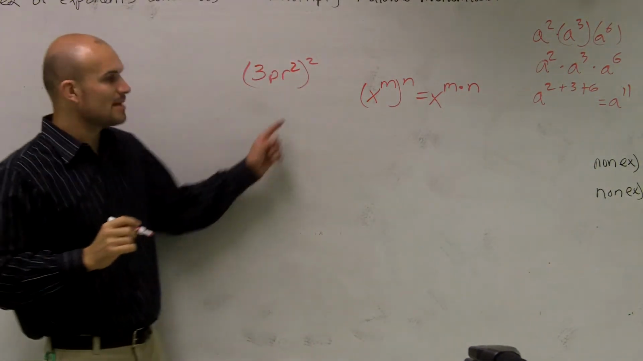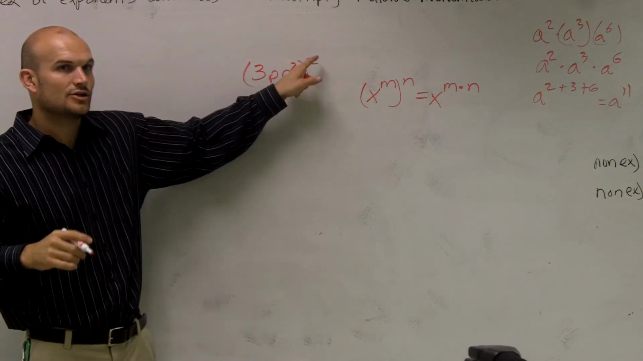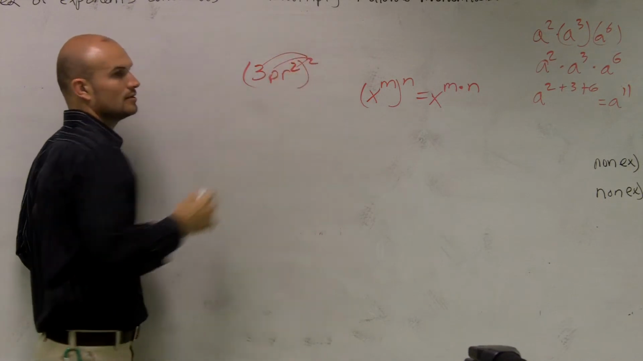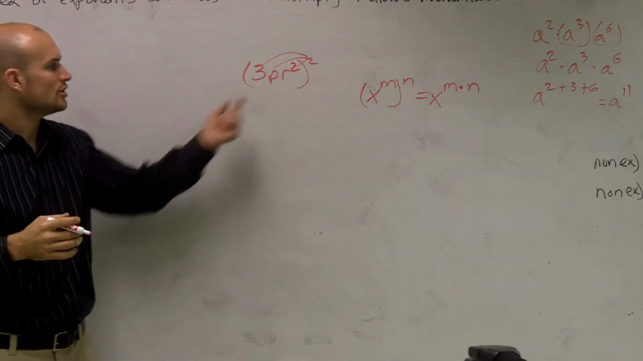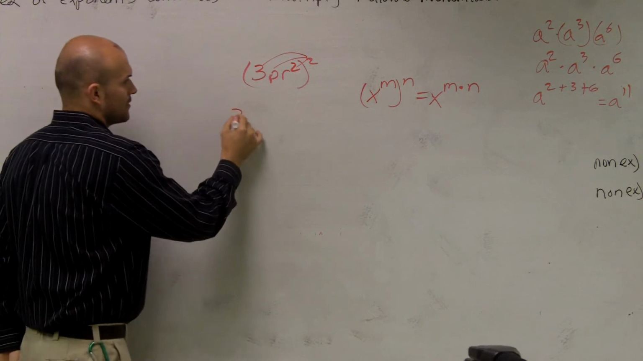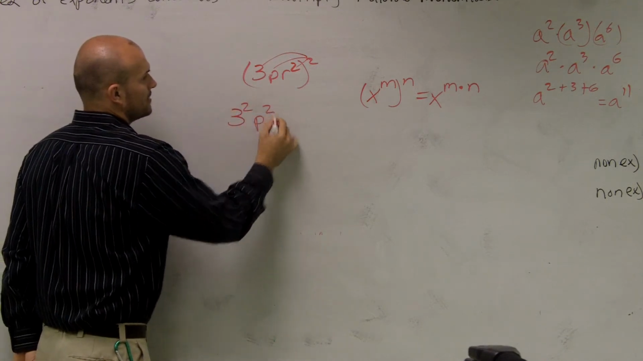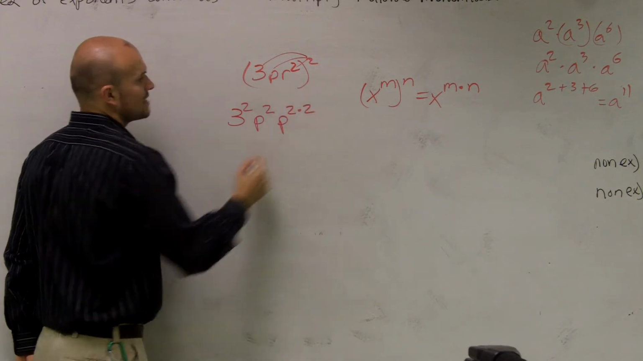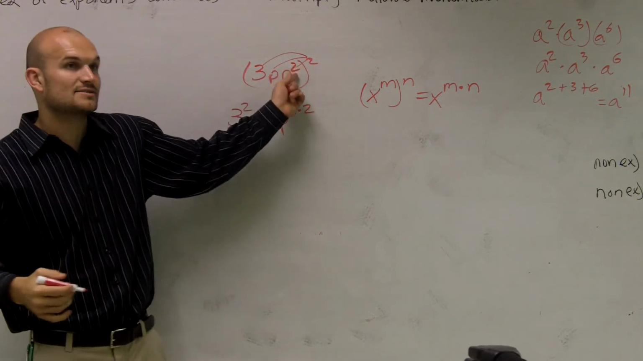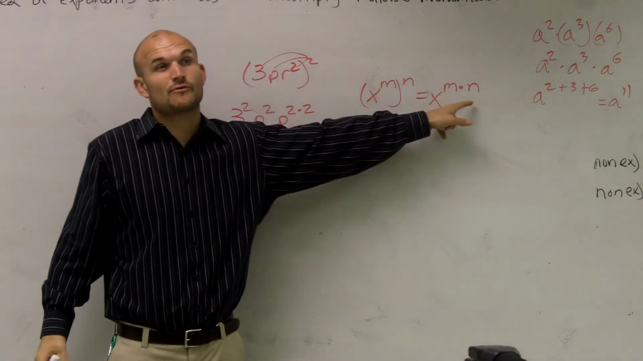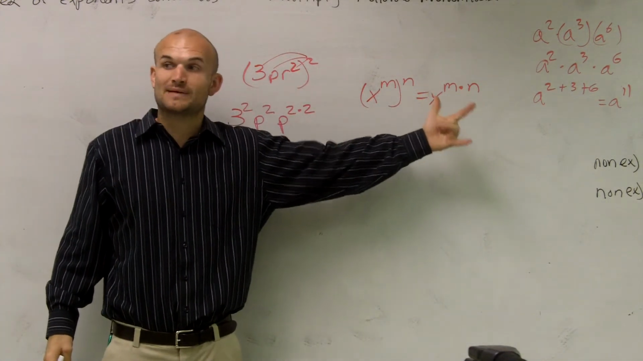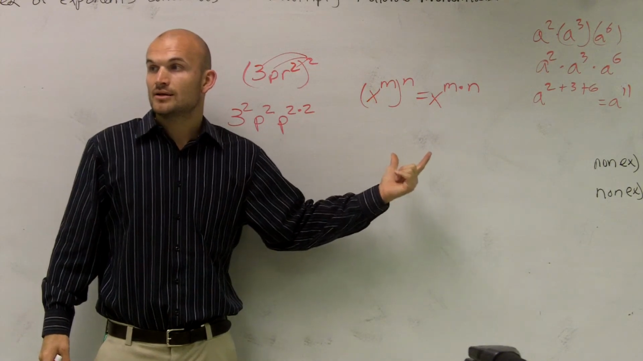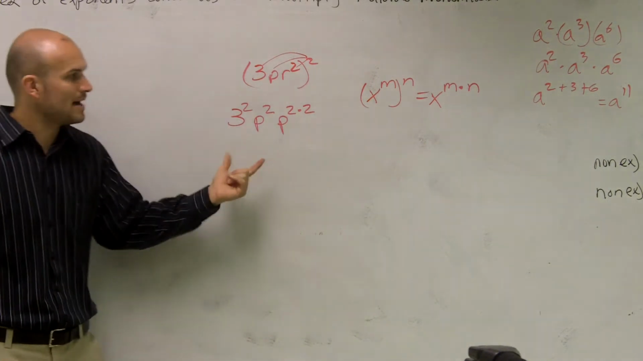The next thing to remember is this exponent you're squaring is going to go to every single term inside that monomial. So what I have is 3 squared, p squared, times r squared times 2. Because when you have an exponent raised to another exponent, you multiply them. This is different than the multiplication rule. When you multiply exponents, you're adding the exponents. But when you take one to a power, you're going to multiply.